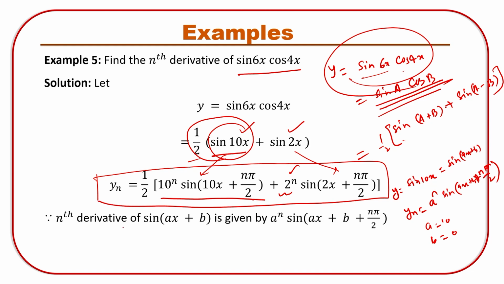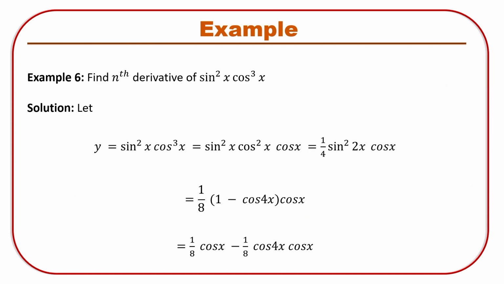So, this is the required nth derivative of the given function, which has the product of the two trigonometrical functions sin 6x and cos 4x. Now, look at the sixth problem. Find the nth derivative of sin square x into cos cube x.